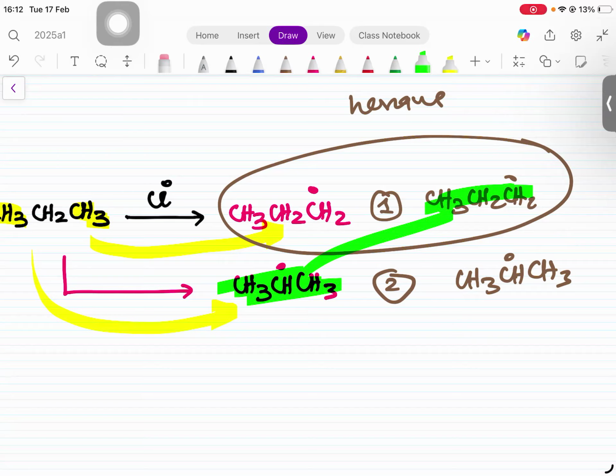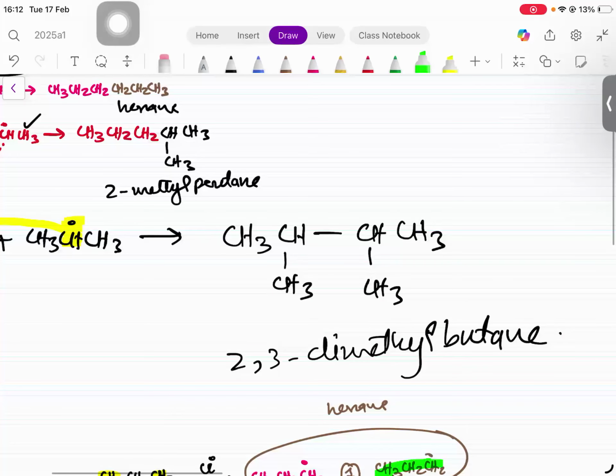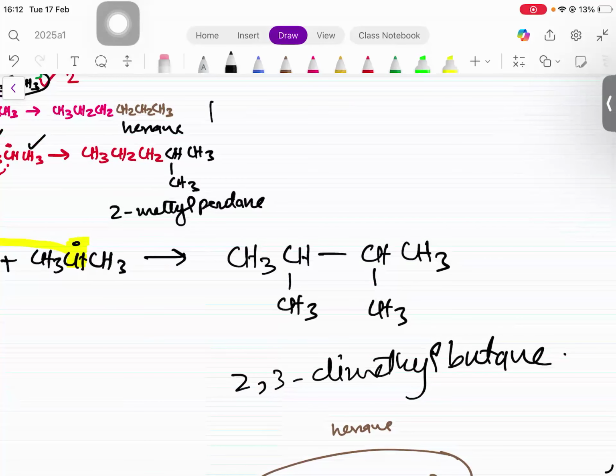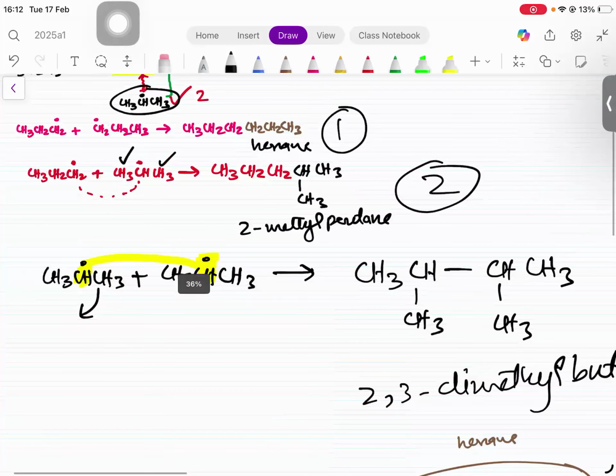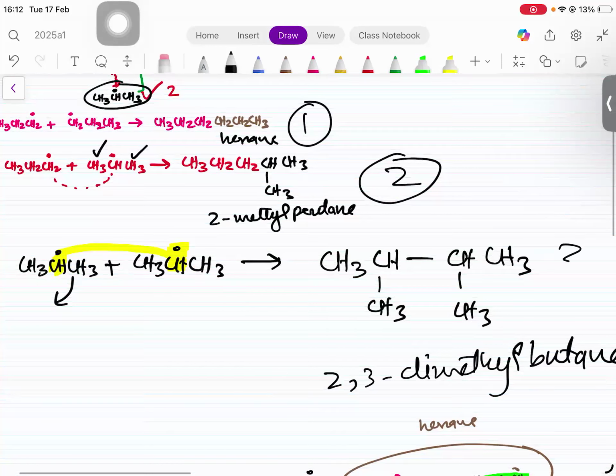Now you got it. So what are the 3 possible products? One is hexane, one is 2-methyl pentane, which we made above. The first possible product is hexane. What was formed in number 2? 2-methyl pentane. And what was formed in number 3? 2,3-dimethyl butane. Did you understand?